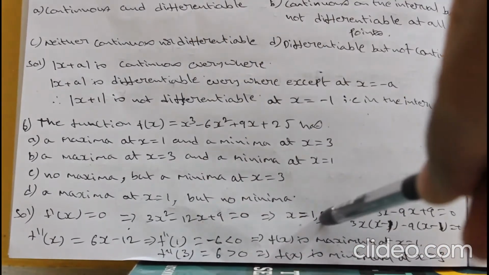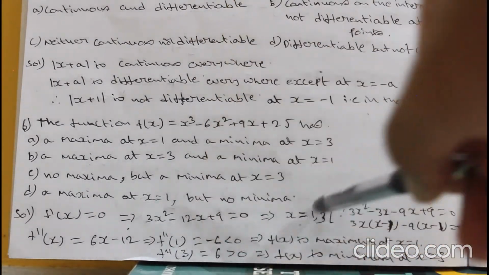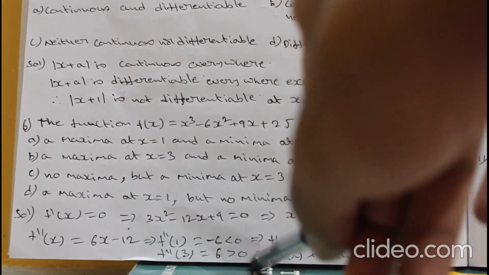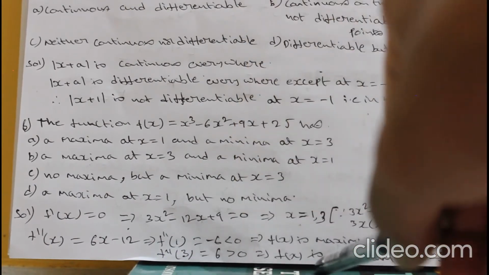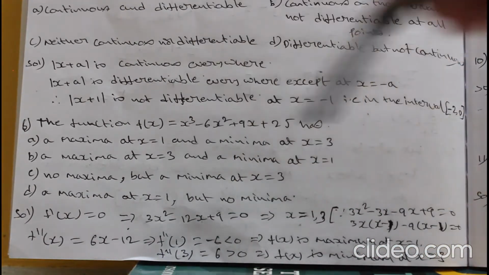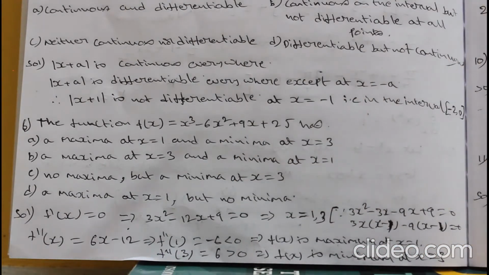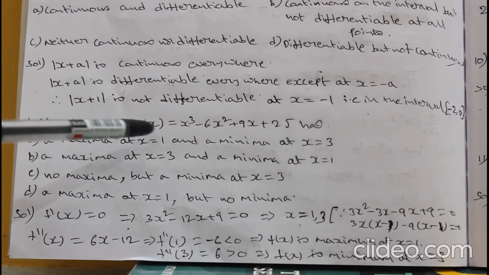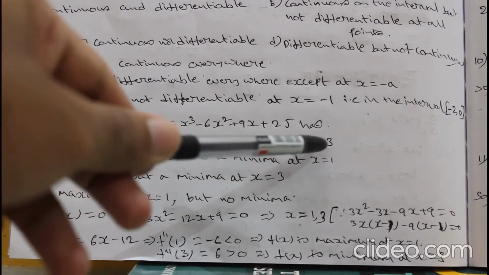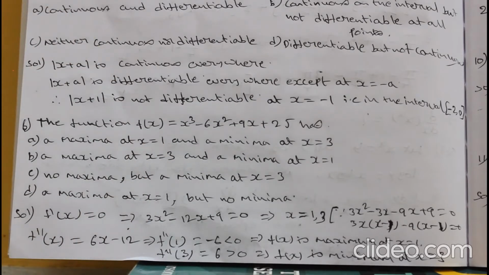And let us look at f double dash of 3. F double dash of 3 is 6 into 3, so 18 minus 12, 6. So 6 is greater than 0, a positive value. So f of x is minimum at that point, at x is equal to 3. So look at the options. Maxima at x is equal to 1, minima at x is equal to 3. So option A is correct.